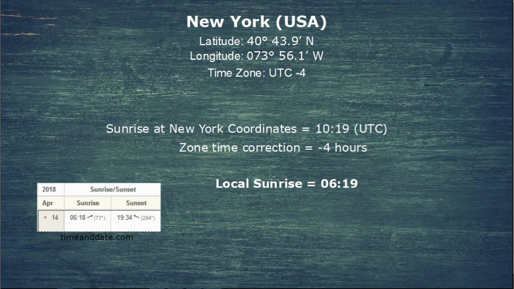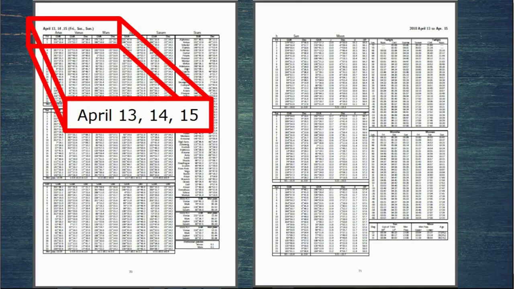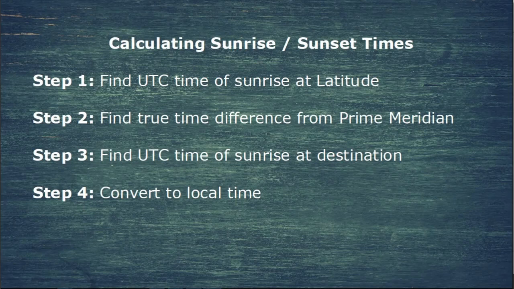Now I can compare this myself to timeanddate.com, which gives us the sunrise time on the 14th of April at 6:18 in the morning, and that difference of 1 minute is actually pretty insignificant and is explained by the fact that these daily pages cover April 13th, 14th and 15th. There's been a bit of rounding here in the almanac itself, so we know that our time of sunrise is actually correct. And that brings us to the end of this video. You can just follow all 4 steps, take a note of these, and you'll be able to use the almanac to calculate sunrise and sunset wherever you are in the world.